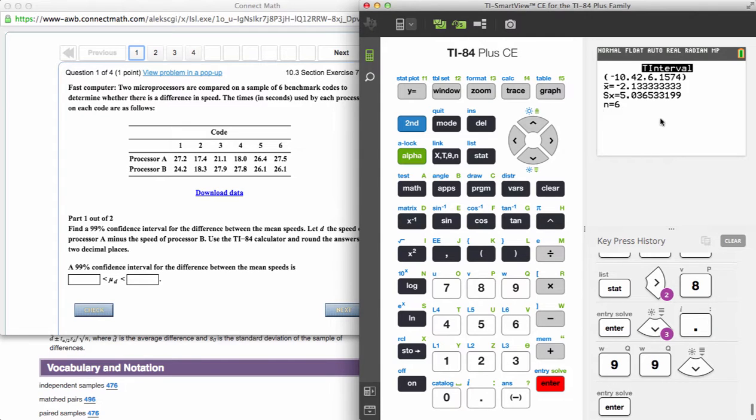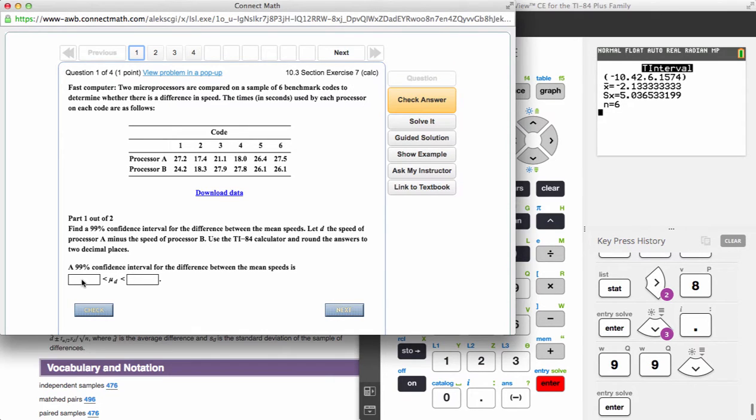And this gives us the interval endpoints minus 10.42 to 6.16 when we round to 2 decimal places as called for in the problem.